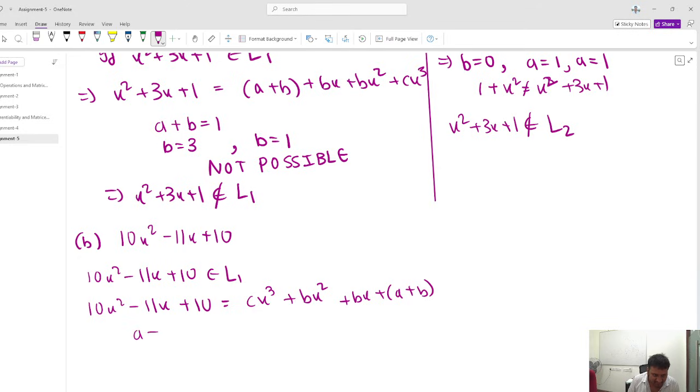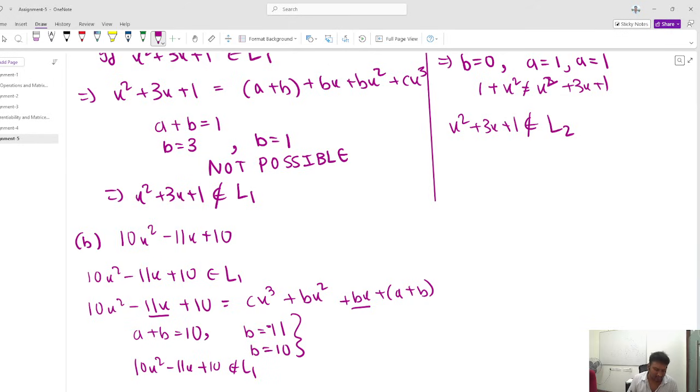Compare the coefficients. a plus b has to be 10. And then b should be minus 11 from this bx, if you see. And from x square, b has to be 10. Again, not possible, guys. b cannot take two values. So the answer is no, it does not belong to the span of this.